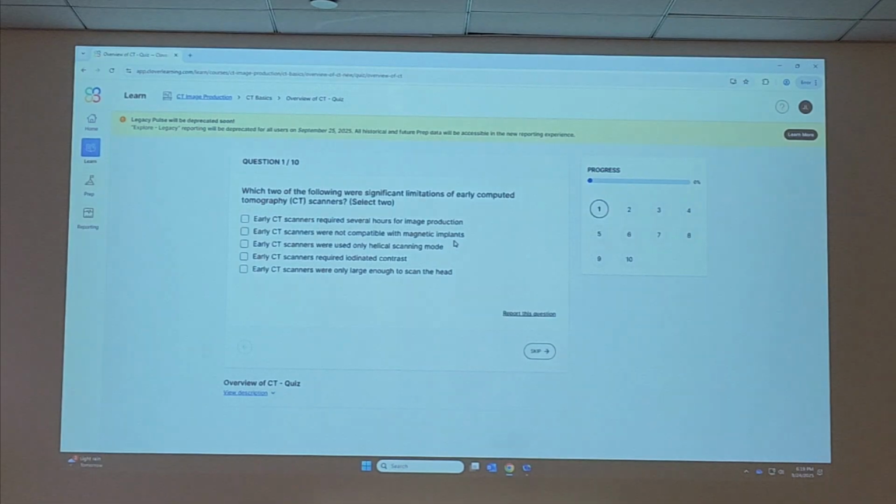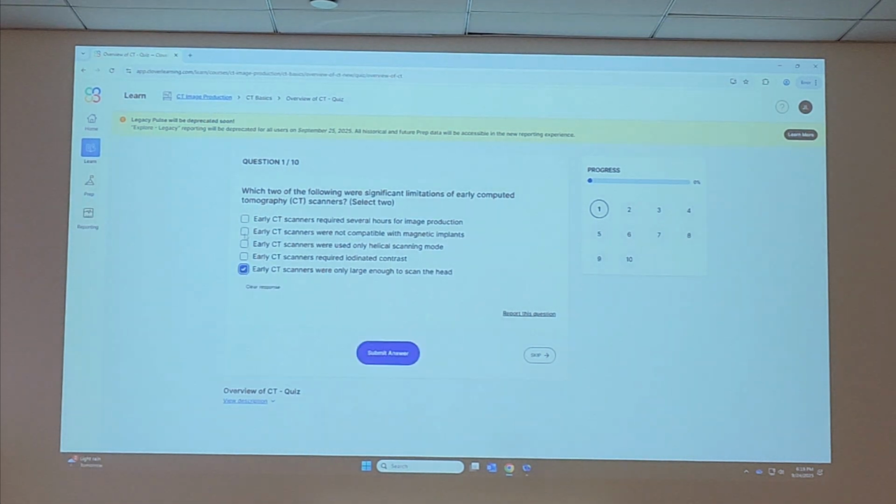Two options. Yes, Marquita. The first and last one. The first one and the last one. Early CT scanners required several hours for image production. Is she correct? Do you guys concur? Alright. Early CT scanners were only large enough to scan the head. Is she correct? Do you guys concur?